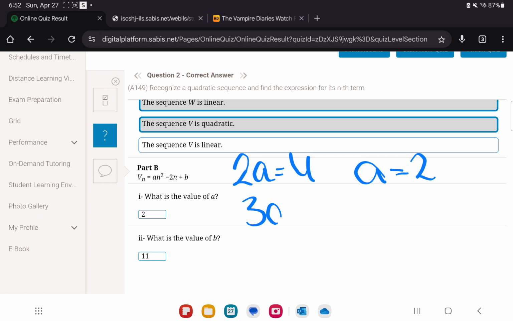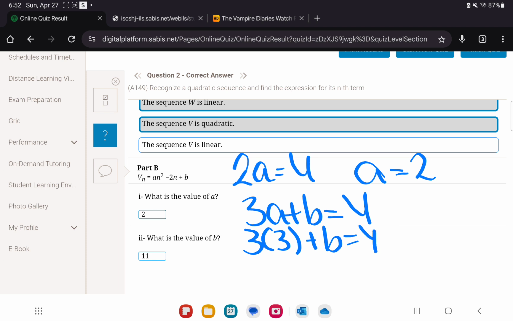Now 3A plus B is equal to the first common difference, which is also 4. So we fill in A, which is 3 times 2, plus B equals 4. 6 plus B equals 4. That means B is minus 2, and they already filled that in, so we didn't really need to solve it, but I just solved it for you guys to remember, okay?